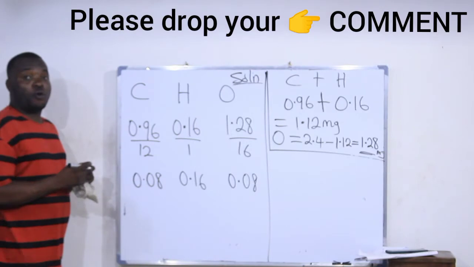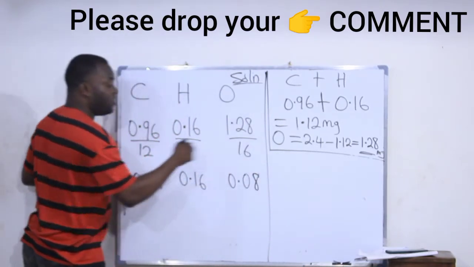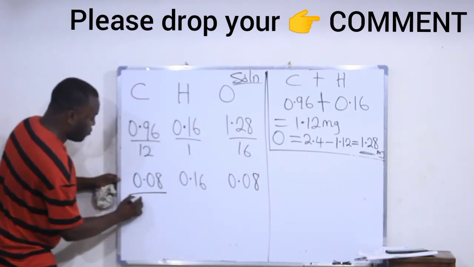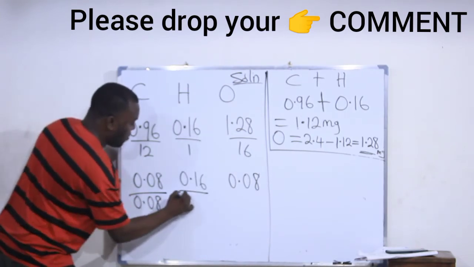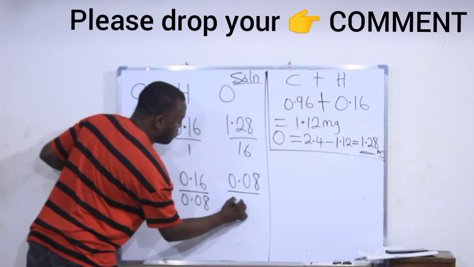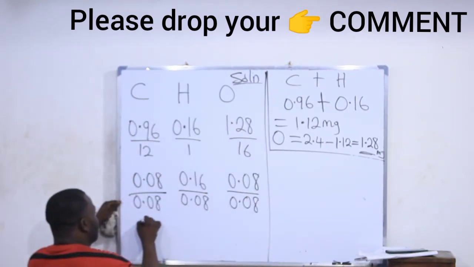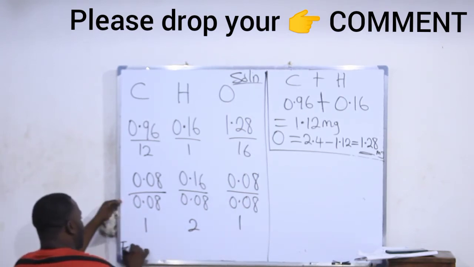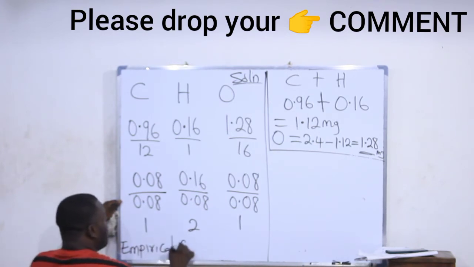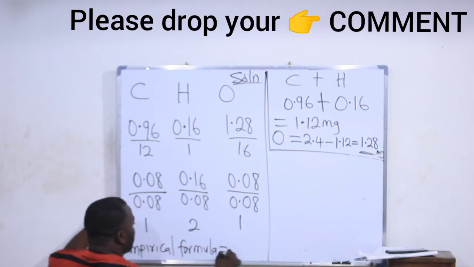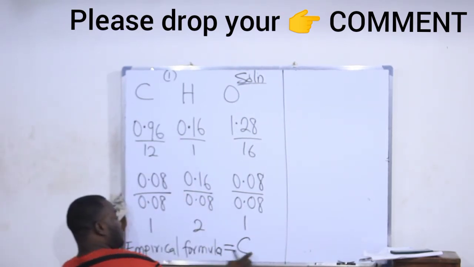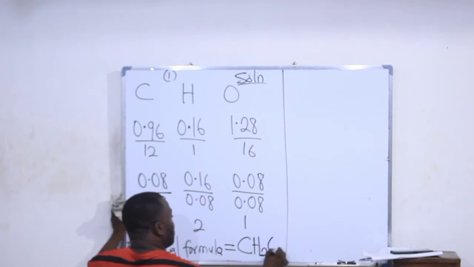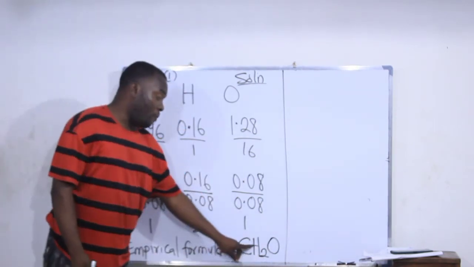You know the rule of empirical formula. The next thing to do is to divide by the smallest number, and the smallest value is 0.08. So I'll divide through by 0.08. This by this is 1. This is 2. And this is 1. So the empirical formula of the compound will give us C 1 of it, H 2 of it, and O 1 of it. So this is the empirical formula of the compound.